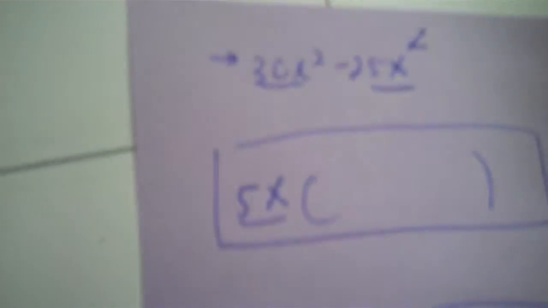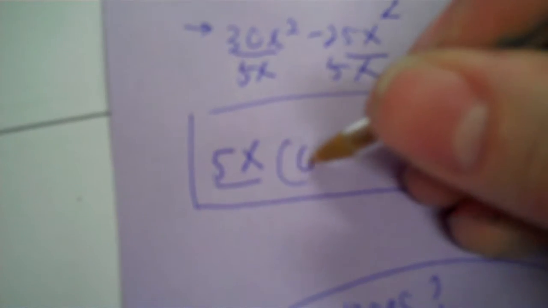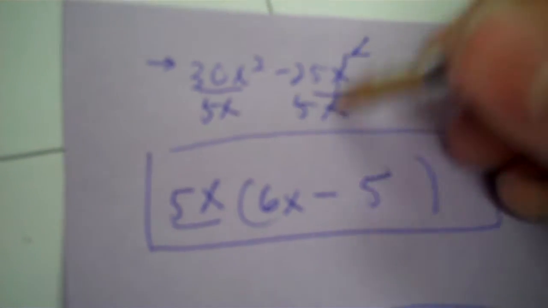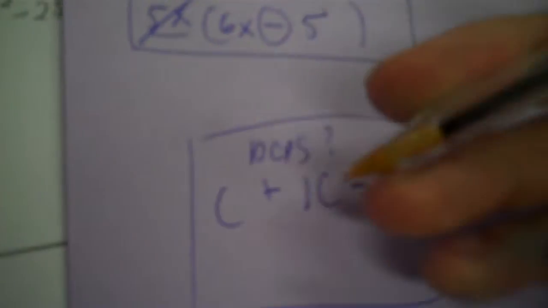So 5x. So then I go up here and divide by 5x. So that's 6. X second, x is x, and then minus 5, and 5 is now a constant. Now you bring your 5x down here and cross it off. So when I'm looking at the dots, I'm looking at this. So I have minus, but 6 is not a perfect square. Perfect squares are these numbers going this way. Okay, so I write no, and I put 6x minus 5 after the 5x.